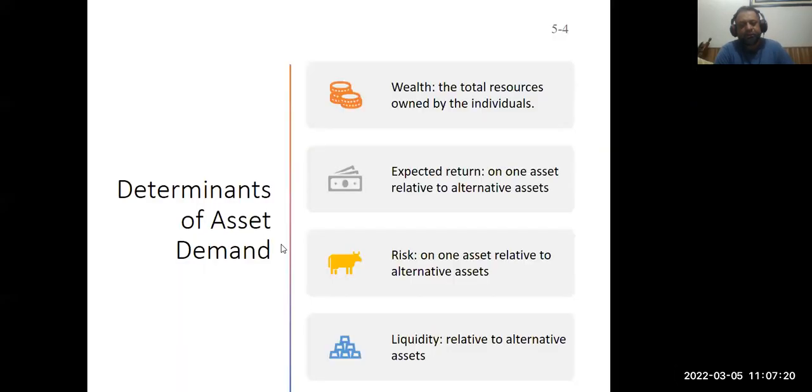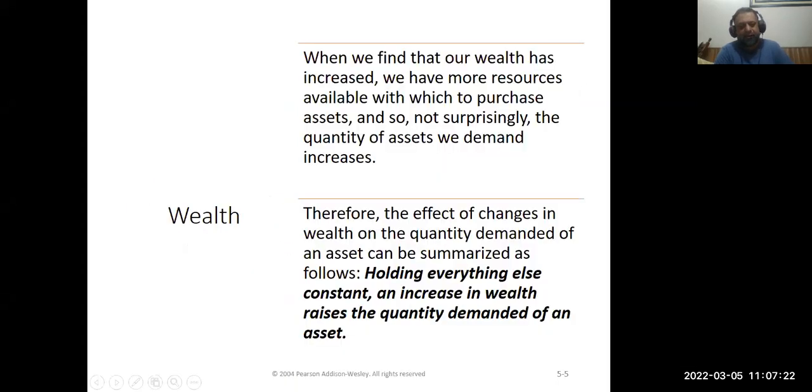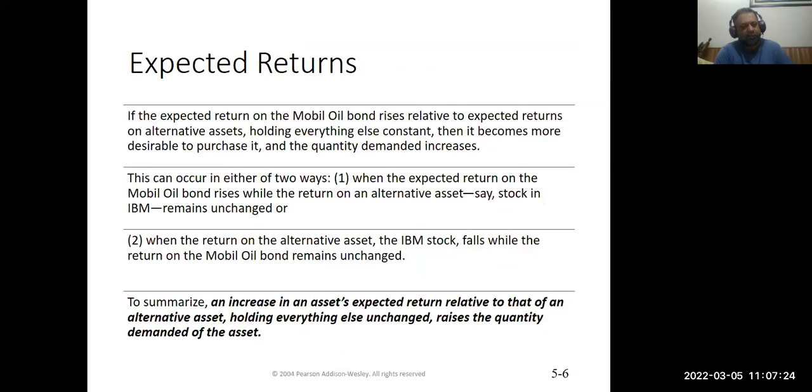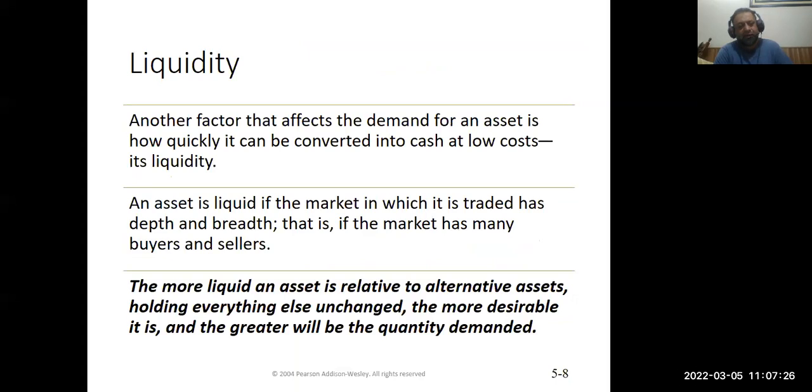these were some of the determinants of the demand for an asset. And we were talking about wealth, expected returns, risk, and liquidity. And this liquidity is important. People don't want to get stuck with any kind of investment. They don't want to be in a situation where once they enter, they don't have any opportunity to get back out of that investment. Like they cannot get their money back if they want to.